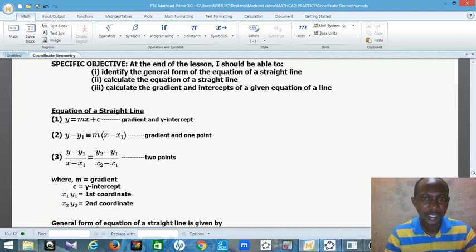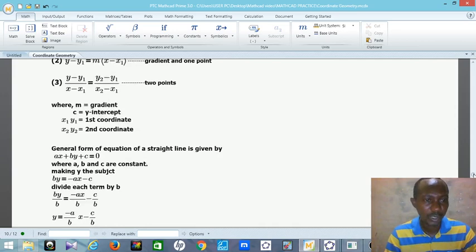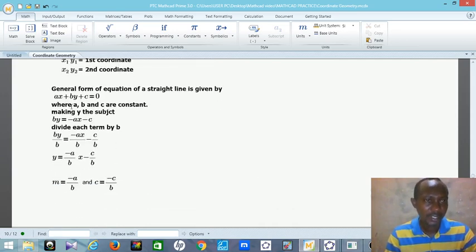So how do you do that? Given an equation of a line, they will tell you to find the gradient and the intercept. It's very simple. That is what I demonstrated in this place. If this is the equation of a straight line, and they ask you to tell me the gradient and the intercept, just make y the subject.